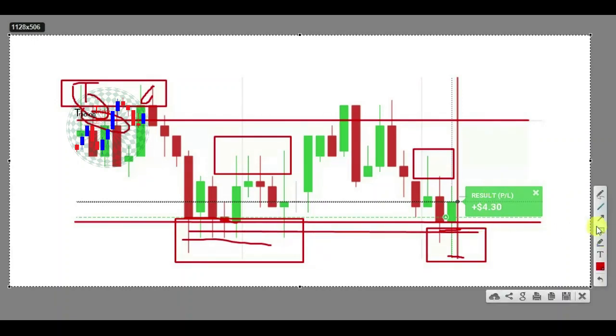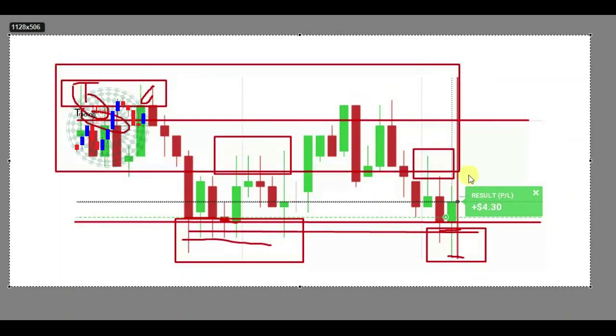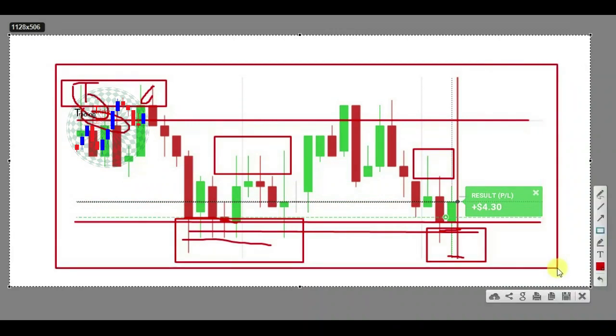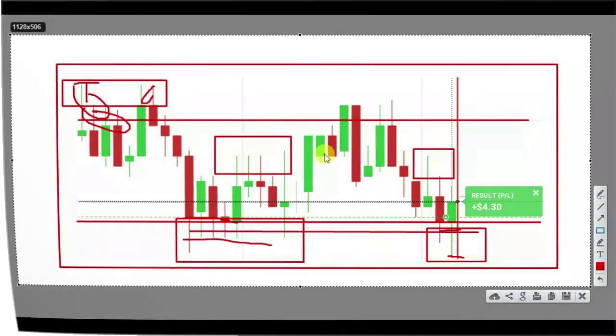Or the main thing is it's better to avoid this kind of market. Most of the time you will get OTM. So this is all about round numbers.